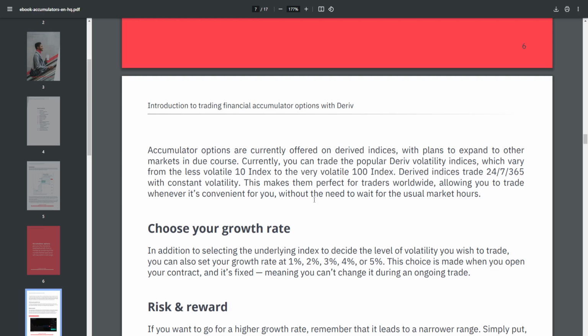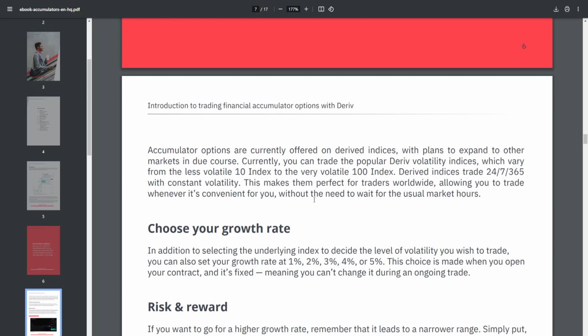Now, accumulator options are currently offered on Deriv indices. Okay, as you know, you have synthetic indices, we have step indices. All right. Now, I have explained this in the majority of my videos. You have indices, and under indices you have things like volatilities, step indices and so on. All right, let us continue. Accumulator options are offered on Deriv indices, okay, with plans to expand to other markets in due course. Okay, Deriv wants to expand this to other markets.